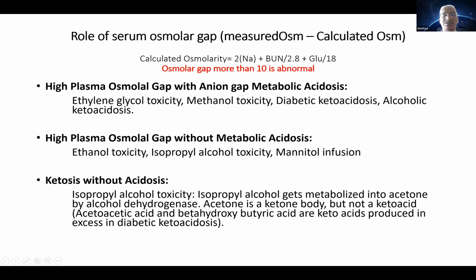Isopropyl alcohol toxicity is one situation where you get ketone bodies, but you don't get ketoacids. That's because isopropyl alcohol is metabolized into acetone. Acetone is a ketone body, but it's not an acid. Unlike in regular, say, diabetic ketoacidosis, you get acetoacetic acid, beta-hydroxybutyric acid, and acetone. So these are acids, so you get acidosis, and they're unmeasured anions. So you get anion gap metabolic acidosis.